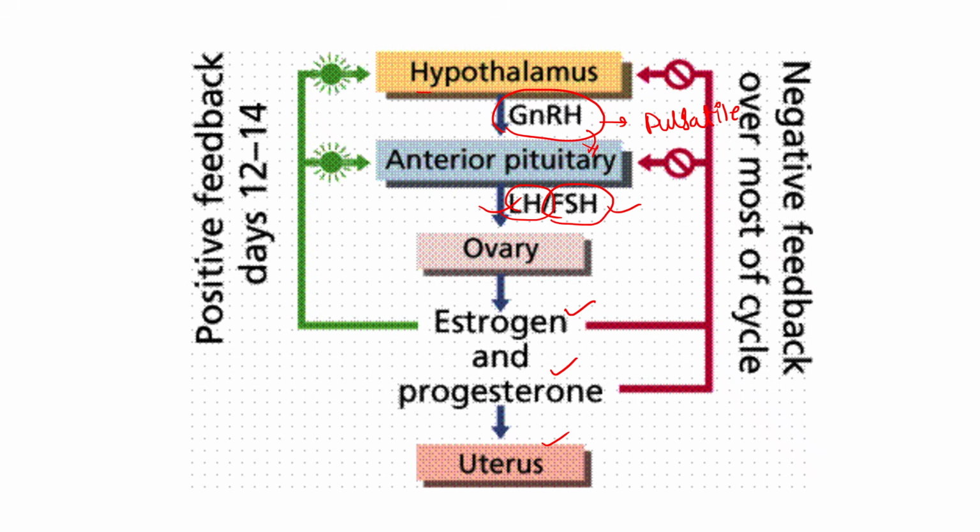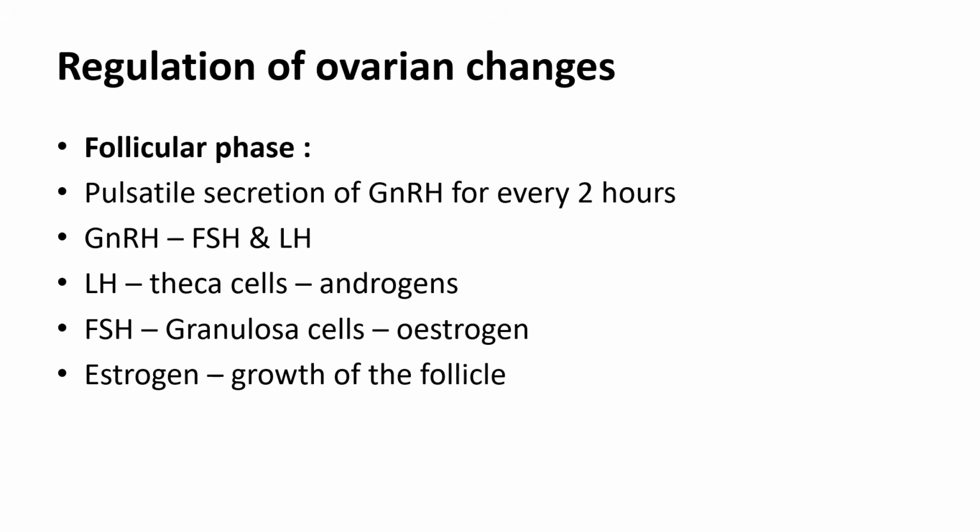And there are two feedback mechanisms here. Most of the cycle, estrogen and progesterone will inhibit either the pituitary or hypothalamus to stop GnRH, FSH and LH. But exactly prior to the ovulation, these increased levels of estrogen will cause, paradoxically, a positive feedback mechanism that is only before the ovulation. So coming to the ovarian changes.